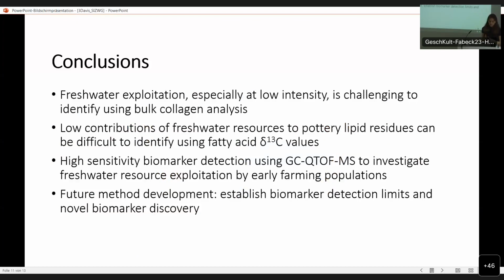But we've been working on a more sensitive detection method using GC-QTOF-MS, and using this to investigate freshwater resource exploitation by early farming populations. And then in terms of future method development, we're hoping to establish biomarker detection limits and also hopefully discover new biomarkers that might be associated with freshwater resources.